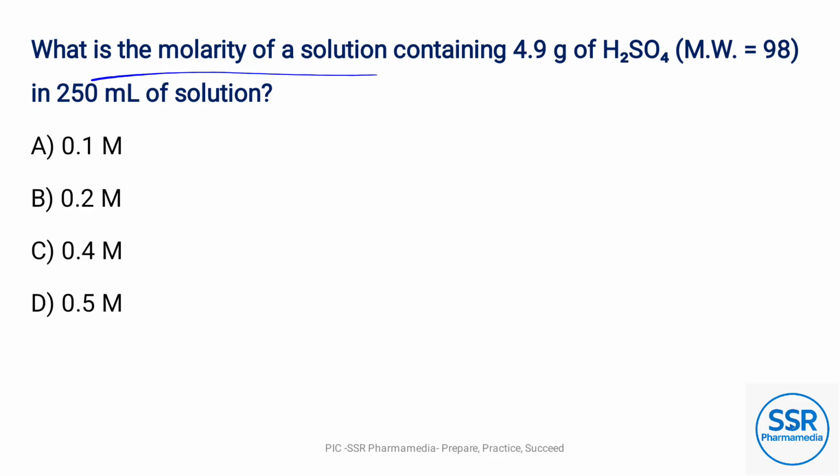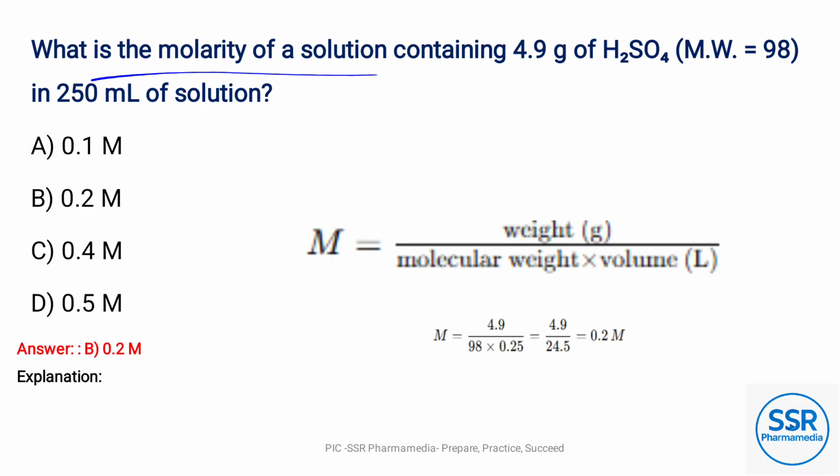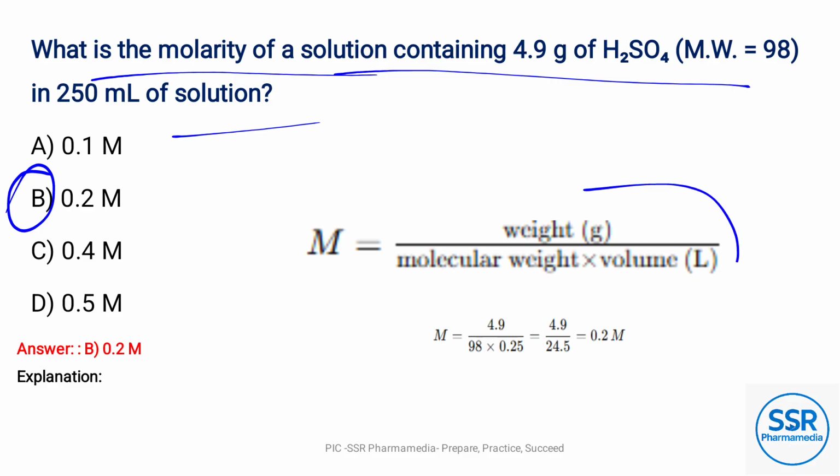What is the molarity of a solution containing 4.9 gram of H2SO4 in 250 ml of solution? The answer is option B, 0.2 M. All these questions you practice on your own to find the answer. Molarity, this is the formula. While substituting, you must take care of the volume in liters. 250 ml they have given, so you have to substitute 0.25 liter. 250 ml is equal to 0.25 liter.